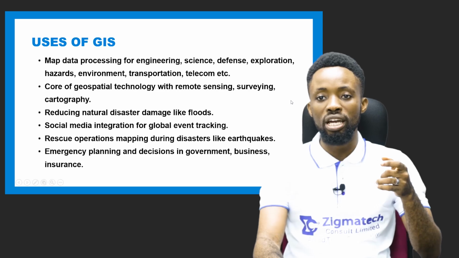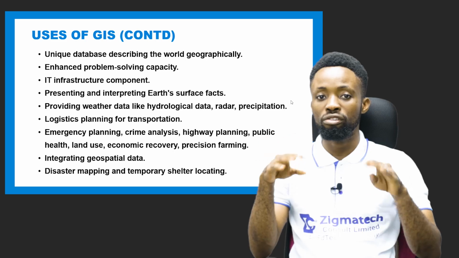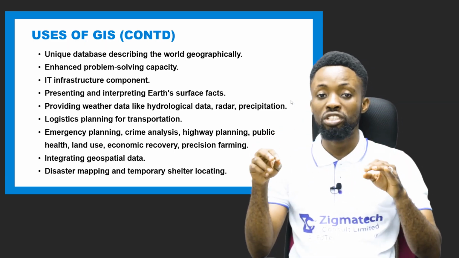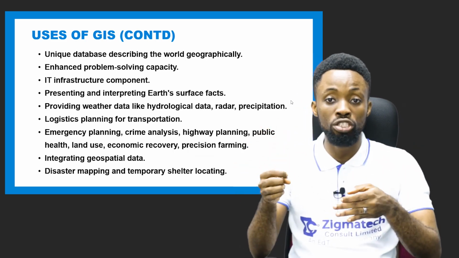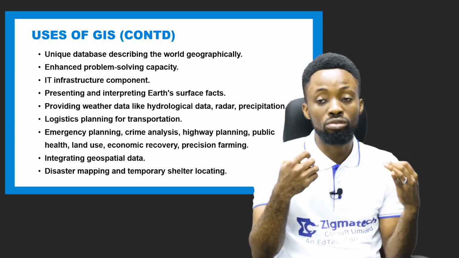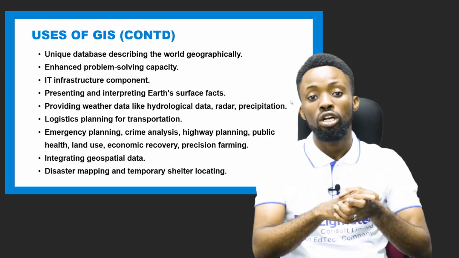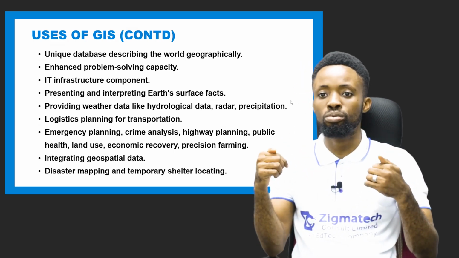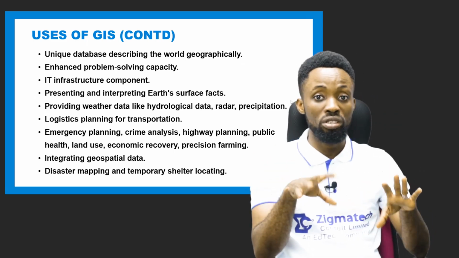So the next use of GIS is describing the world. Without GIS, it would be very difficult for us to describe the world geographically. With the help of GIS, we can easily locate places and tell people about continents, vegetations and the rest. That's because the data has been obtained and processed for us to be able to interpret the world geographically. And the good thing about GIS is that it has helped to improve our problem solving capacity as humans on the earth's surface.